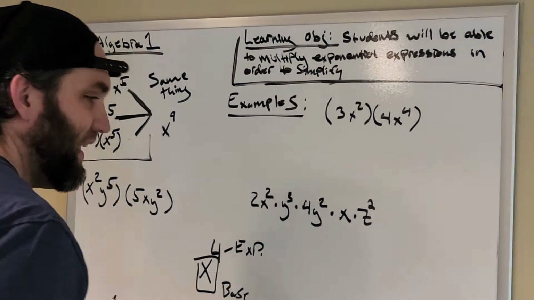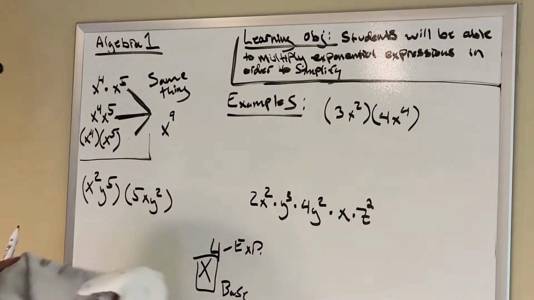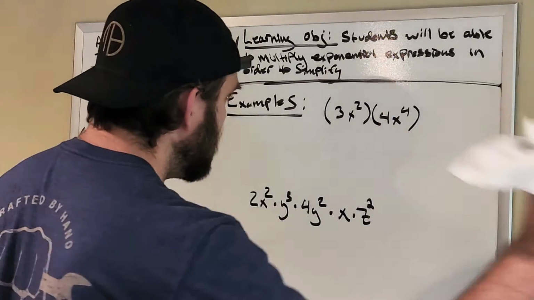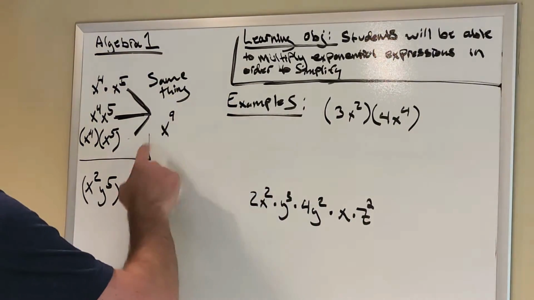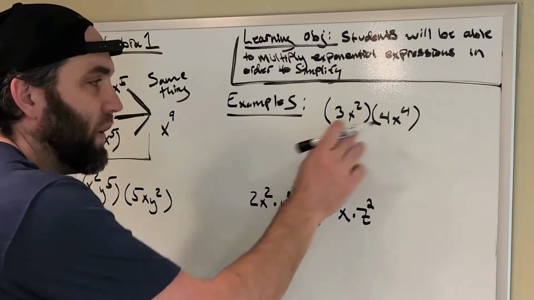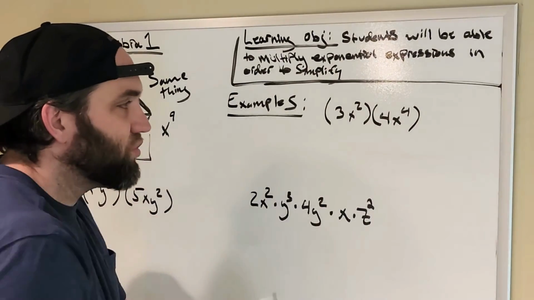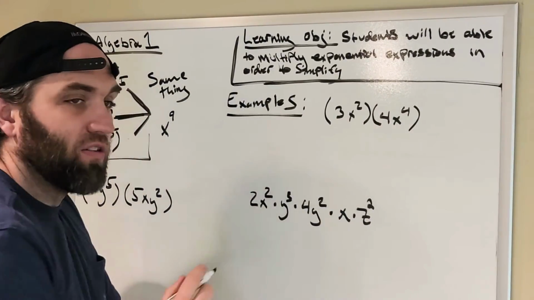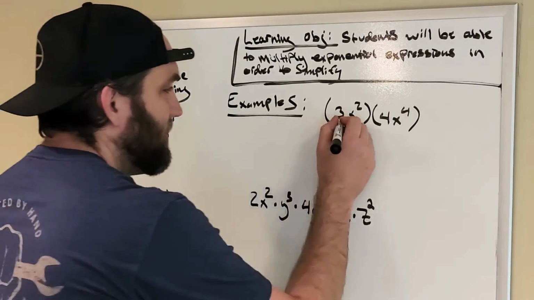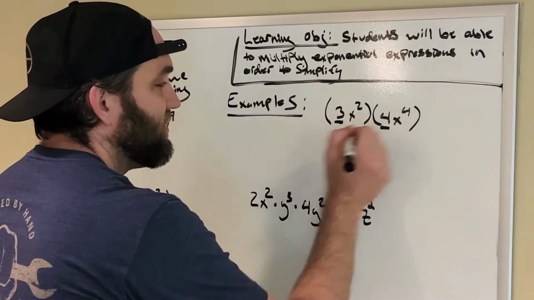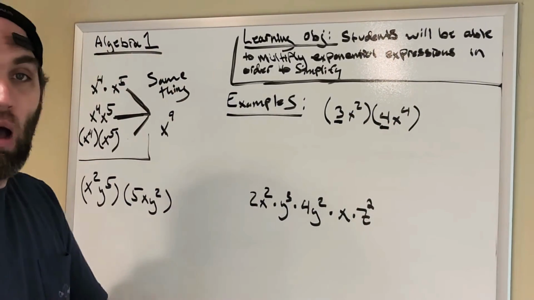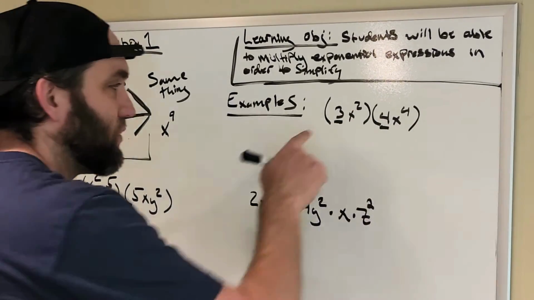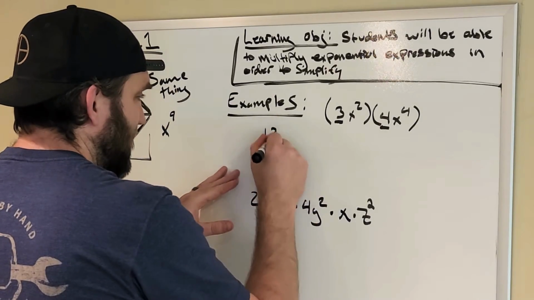With that said, let's go over a few of these examples. Let's start here with this example. We have parentheses, and we have 3x squared times 4x to the 4th. First thing I want to do is take a look at my constants. I have 2 constants in there, a 3 and a 4. I'm going to multiply that 3 and 4, because I'm multiplying this times that, so 3 times 4 is going to give me 12.